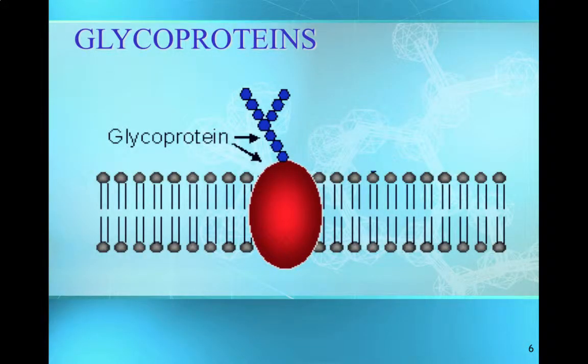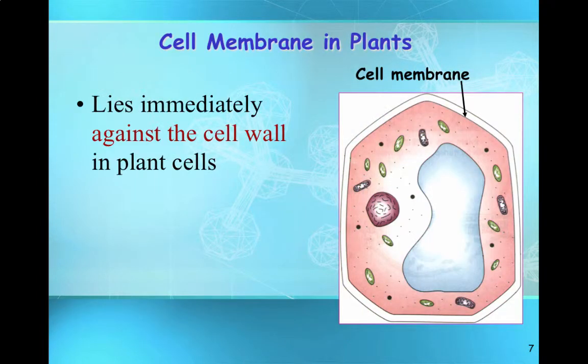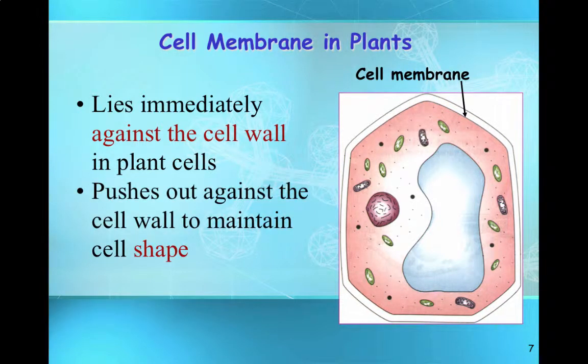Glycoproteins are a special kind of protein. They will help recognize cell to cell. They recognize self or cells that are like themselves. And the carbohydrate tails help with that as markers for cell recognition. In plants, the cell membrane is located immediately against the cell wall in the plant cells, and it will push out against the cell wall to help maintain the cell's shape.